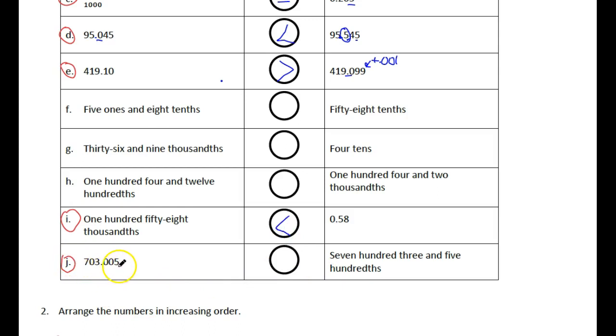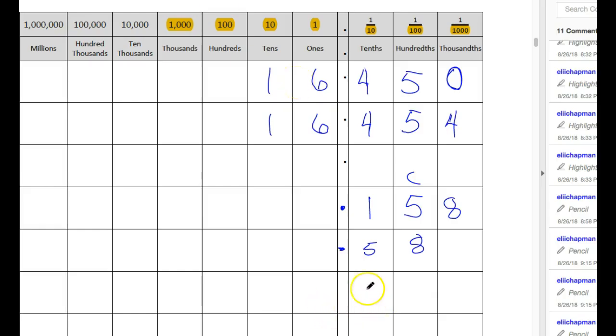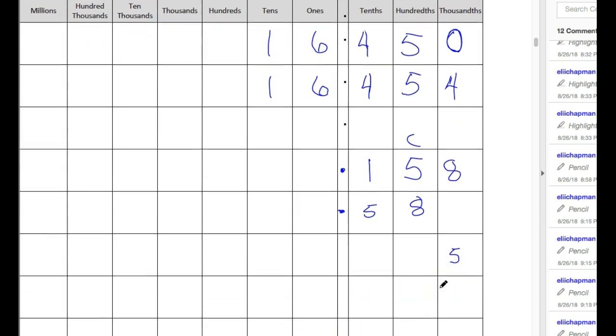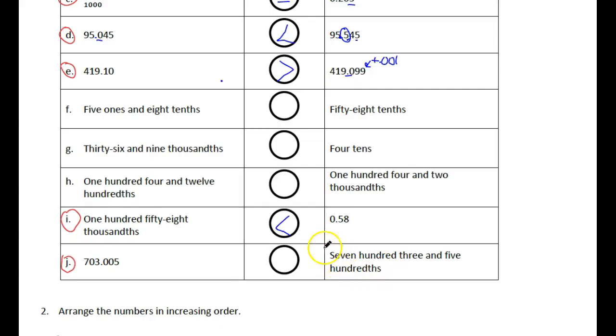703 and 5 thousandths. 703 and 5 hundredths. So you can compare. Everything matches except for here. One of them had 5 thousandths. The other one had 5 hundredths. And so nothing here, nothing here, nothing here. So we know that this one is closer to having a whole. So therefore it's actually worth more. So the 5 hundredths is worth more.